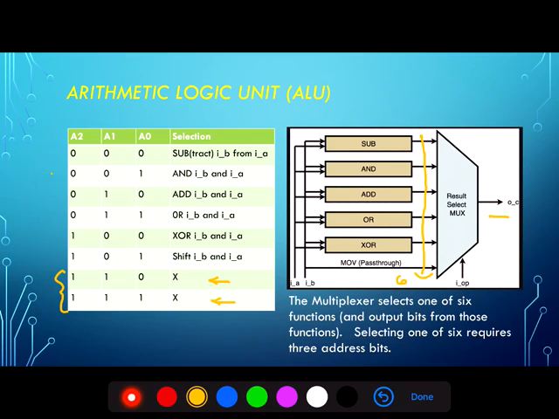For example, when A2, A1, and A0 are set to 0, 0, 1, then we've selected the AND function, and the AND of the 2 bits IA and IB gets transferred to the output, since we've selected the AND operation on those 2 bits. Likewise, when A2, A1, and A0 are 1, 0, 0, the 2 input bits IA and IB are just XORed together and transferred to the output. And likewise for the remaining 4 combinations.